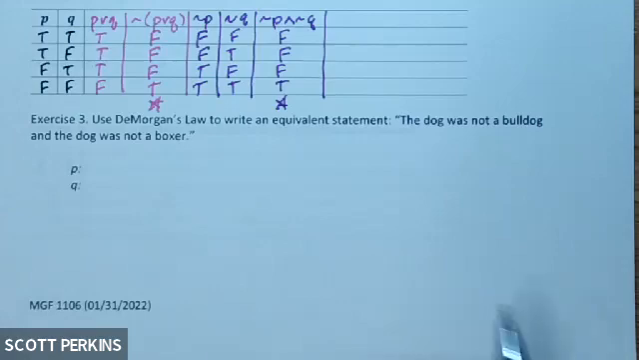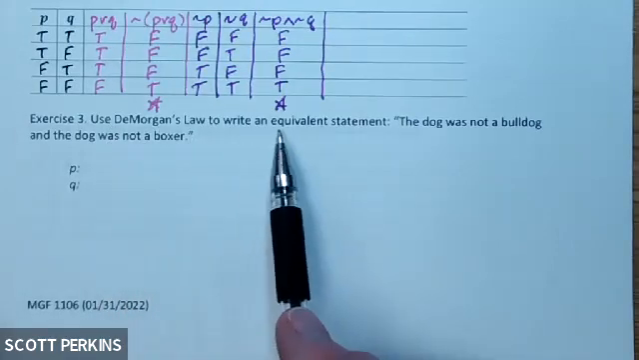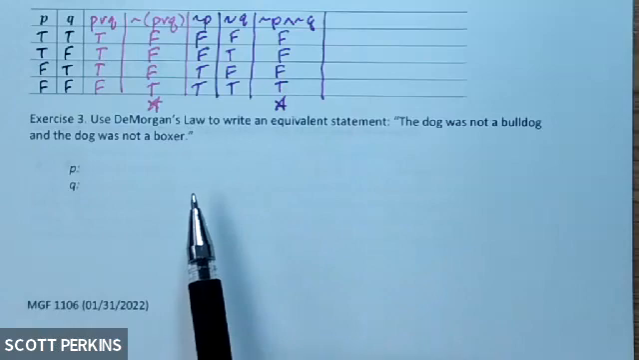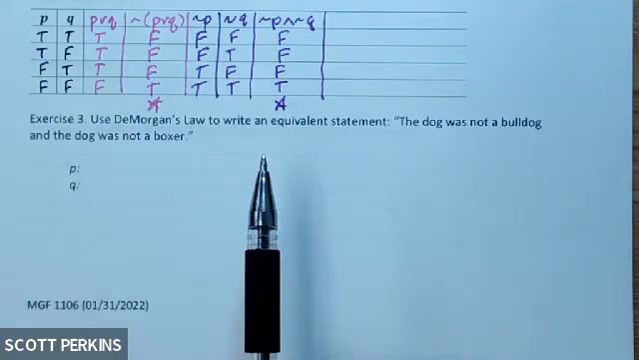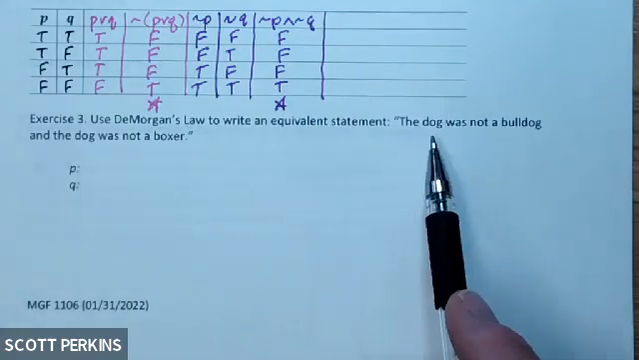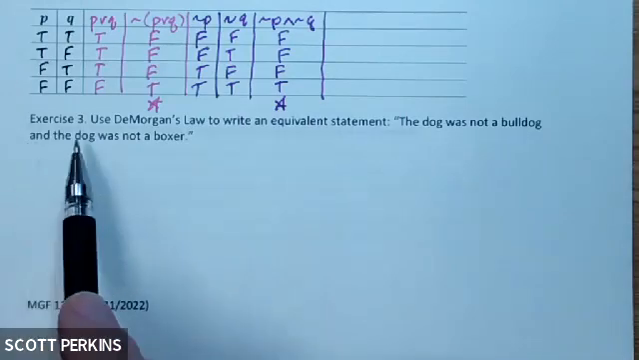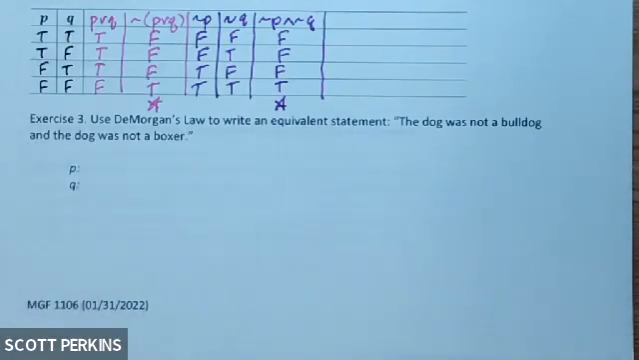All right, so here we go. We are going to use DeMorgan's law to write an equivalent statement to this. We're going to write a statement that means the same thing under the same conditions as "the dog was not a bulldog and the dog was not a boxer." At some point you can probably do this without defining the simple statements. I understand that once you catch on to what DeMorgan's laws are, you could read this without it. But for my examples, I'm going to go through all the steps so you can see where everything came from.